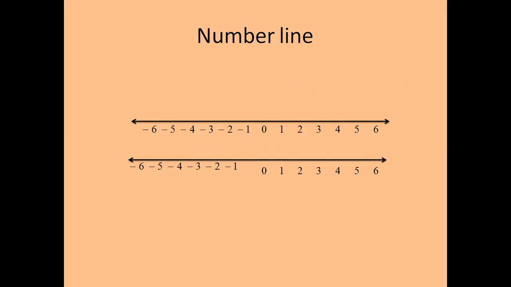A number line is a kind of line where some numbers are given. The middle number will be 0, and the right side numbers increase by 1 and are all positive values, and the left side numbers decrease by 1, that means increase by -1, and are all negative values. Okay, this is the number line.